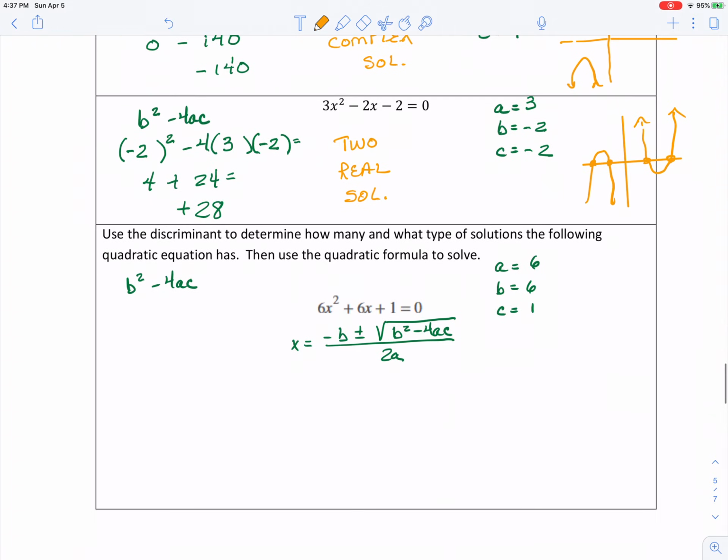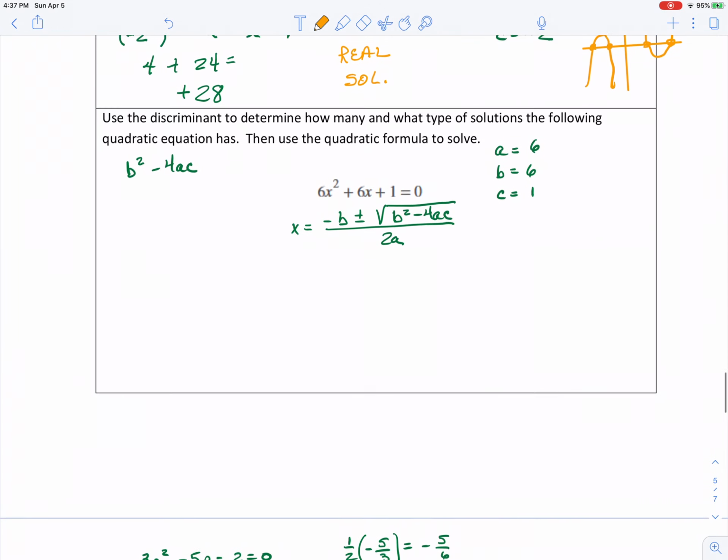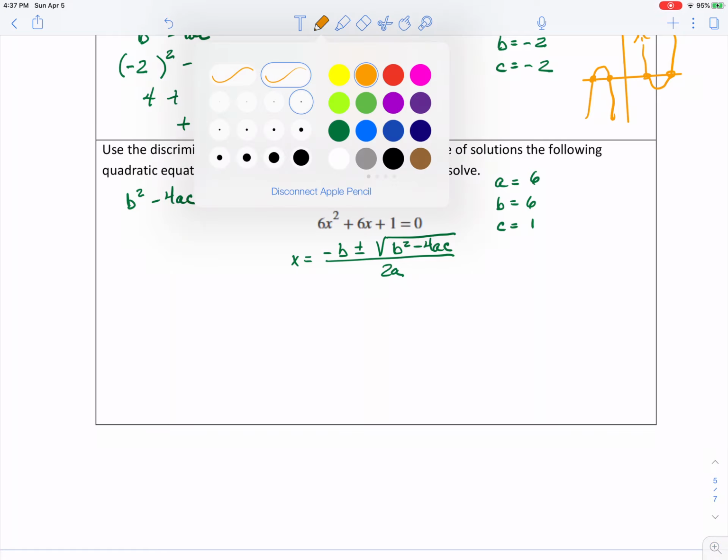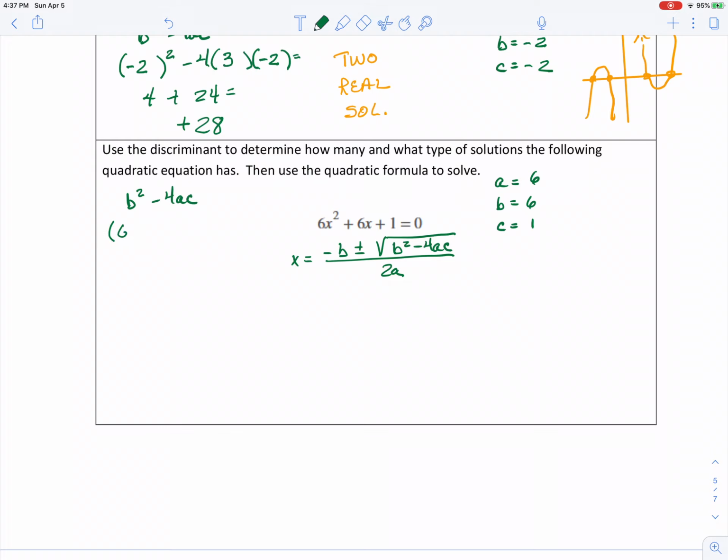All right, so the last one I want to work, because this puts it all together here, is use the discriminant to determine how many and what type of solutions the following quadratic equation has, then use the quadratic formula to solve. So we have two steps here. We're going to first take a look at the discriminant. 36 minus 24 is positive 12, and since that came out to be a positive number, I'm expecting two real solutions. So let's go over here and work it.